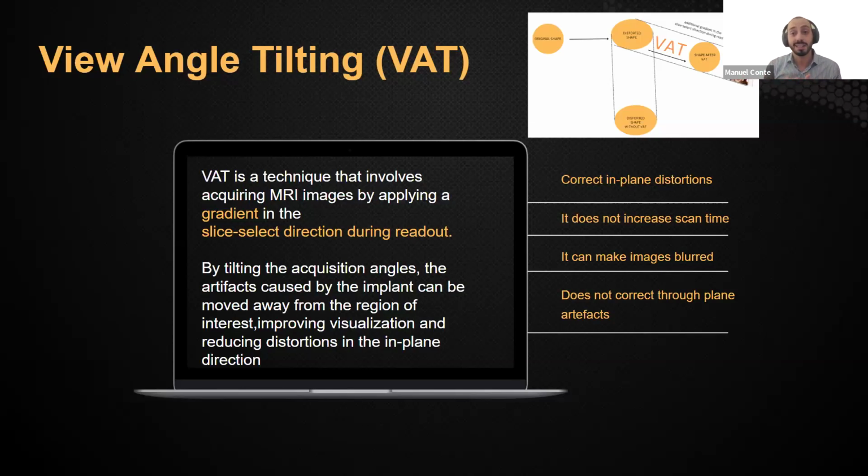If you use VAT, it doesn't increase the scan time, but it makes the images more blurred, and it doesn't correct through-plane artifact. Normally, when you use a VAT, you can select the percentage. It goes from 0 to 100. Normally, for paramagnetic implants, I use around 40–60%. If you scan ferromagnetic implants, you need to increase the percentage.